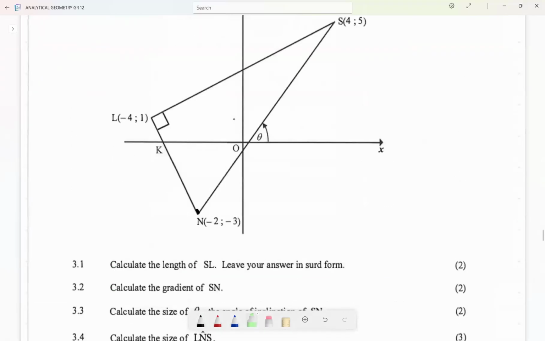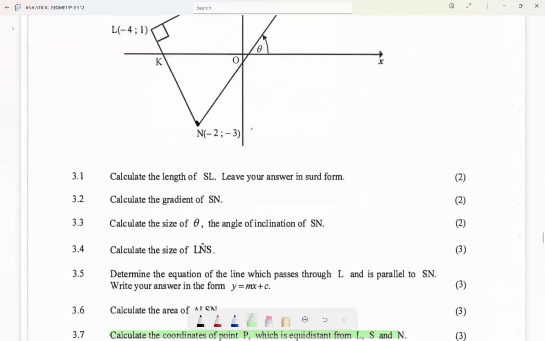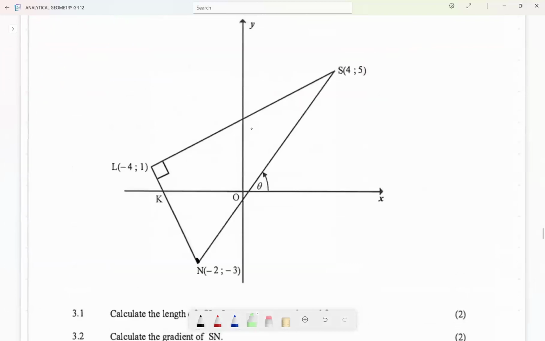L, S, and N. So I need to find a point that is equidistant. A point that is equidistant. So for that point to be equidistant, I think it's supposed to be, remember, okay, the question is, what are equidistant, guys? Equidistant means it is somewhere in the middle.